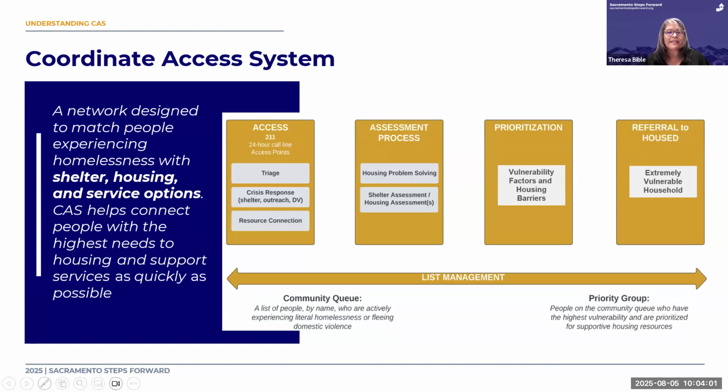So, what is the coordinated access system and why are we using it now? Basically, CAS was a network designed to match people who were experiencing homelessness with shelter, housing, and other service options. CAS helps connect those people with the highest needs in our community to housing and support services as quickly as possible. So we make sure through CAS that they are provided access, that we're able to provide assessments to find out exactly their specific needs. Once we find out those needs, then we're able to prioritize them. And once we're able to determine their vulnerability factors and housing barriers, then we're able to refer those clients to our housing programs. Next slide.